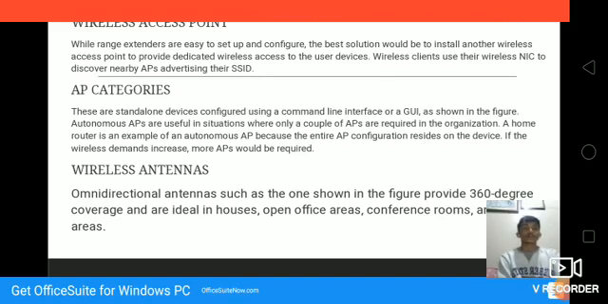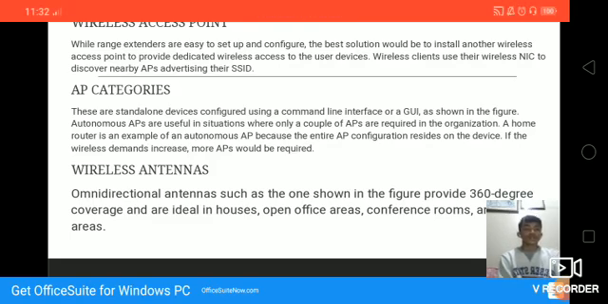AP categories. Autonomous APs are standalone devices configured using a command line interface or a GUI. As shown in the figure, autonomous APs are useful in situations where only a couple of APs are required in the organization. A home router is an example of an autonomous AP because the entire AP configuration resides on the device. If the wireless demands increase, more APs would be required.